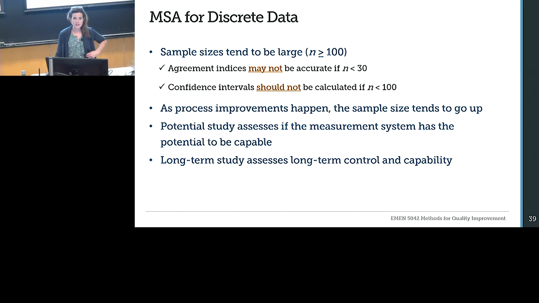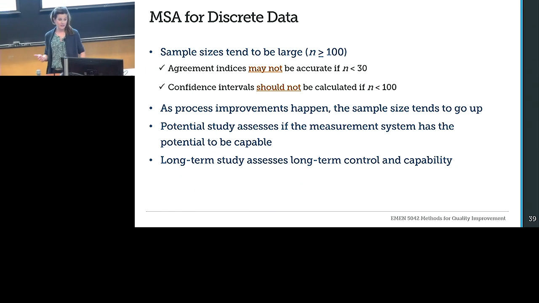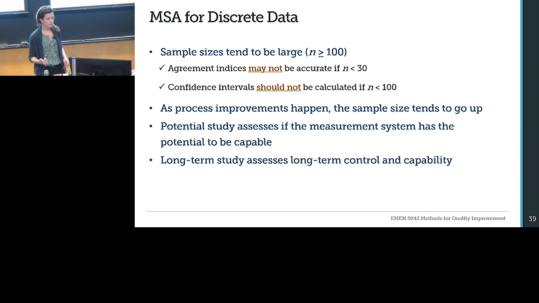Like I said, when I did the BIOF studies for the vision system, I used a sample size of 1,000. Your agreement indices may not be accurate if you have a sample size less than 30, and your confidence intervals should definitely not be calculated if your sample size is less than 100. So 100 is the minimum you'd want to do. I recommend, if you can, having more assessments in this.